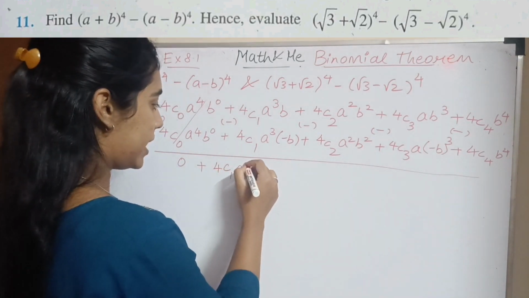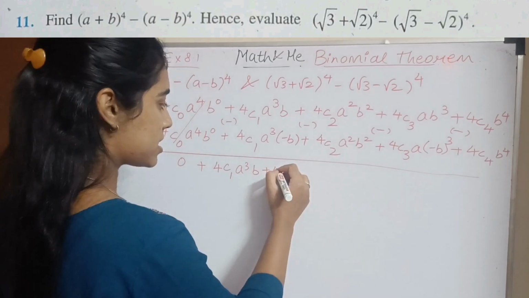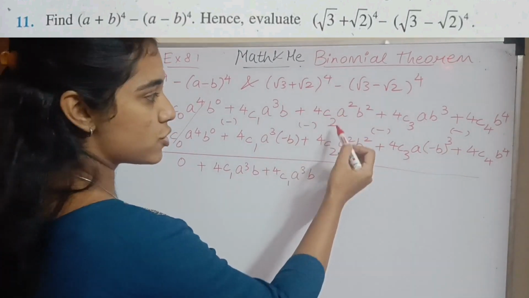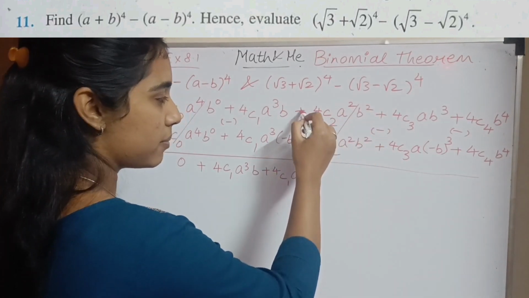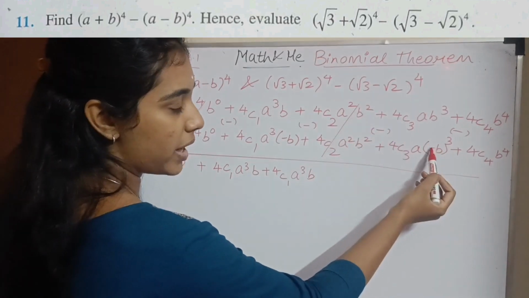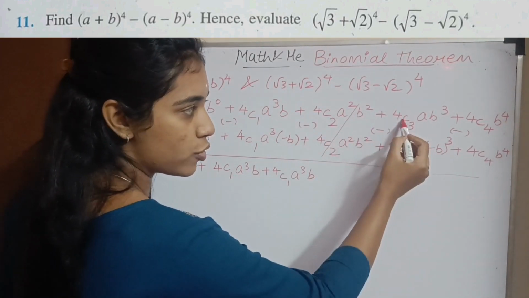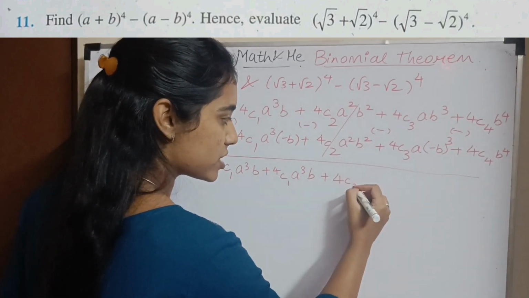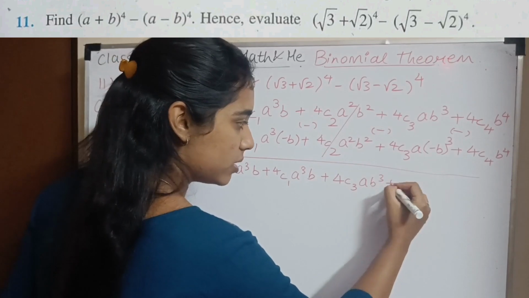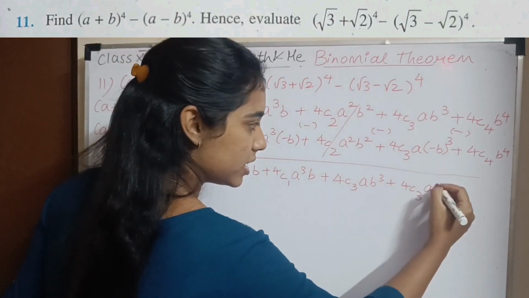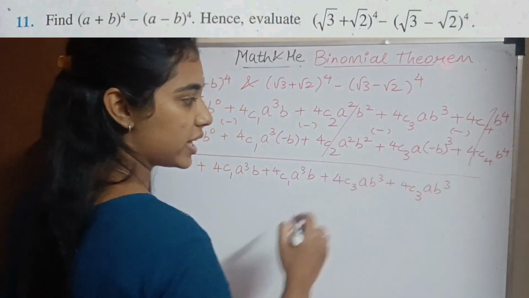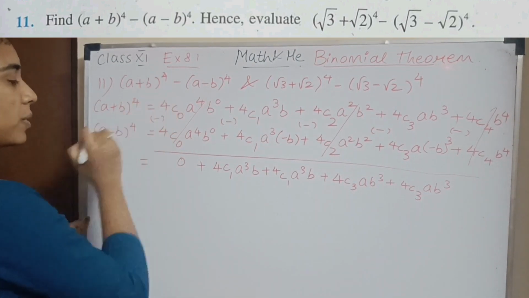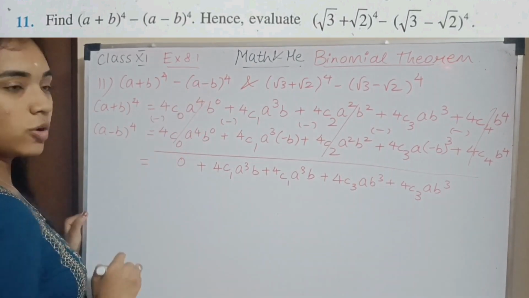So I have 4c1 a cube b plus 4c1 a cube b. Next, these two terms will get cancelled. Next, you have minus into minus, plus. So I have 4c3 ab cube, 4c3 ab cube. So it will be plus 4c3 ab cube plus 4c3 ab cube. In the term it will get cancelled. So this is what I have in total: it is (a plus b) the whole power 4 minus (a minus b) the whole power 4.